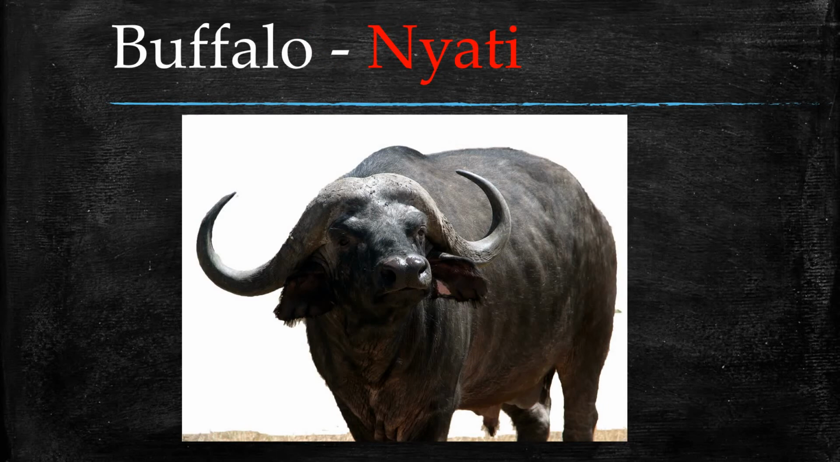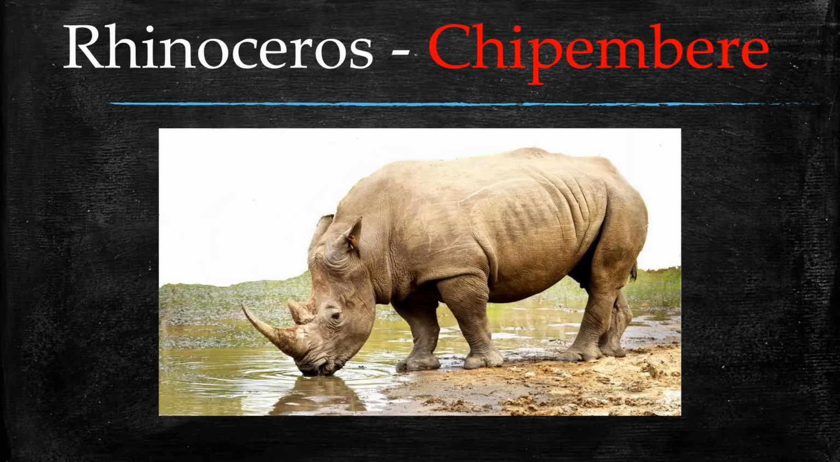The third one is the buffalo. It's called Nyati. Number 4 is the rhinoceros, which is called Chipembere.